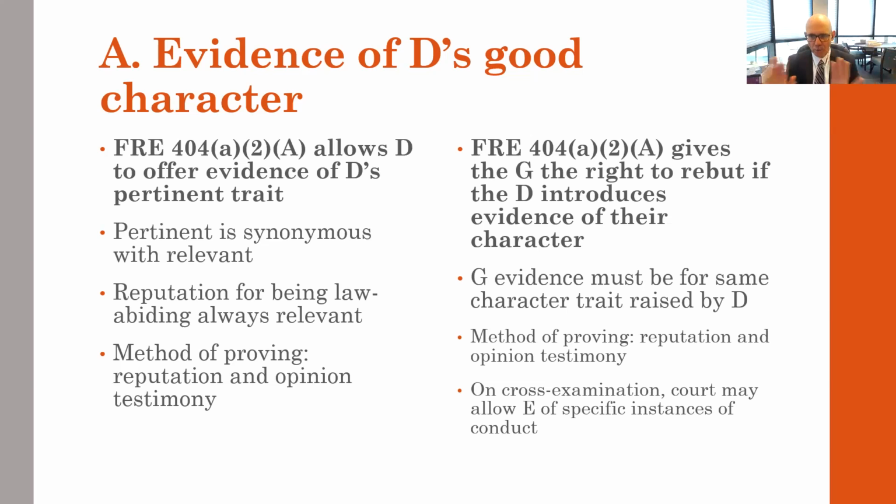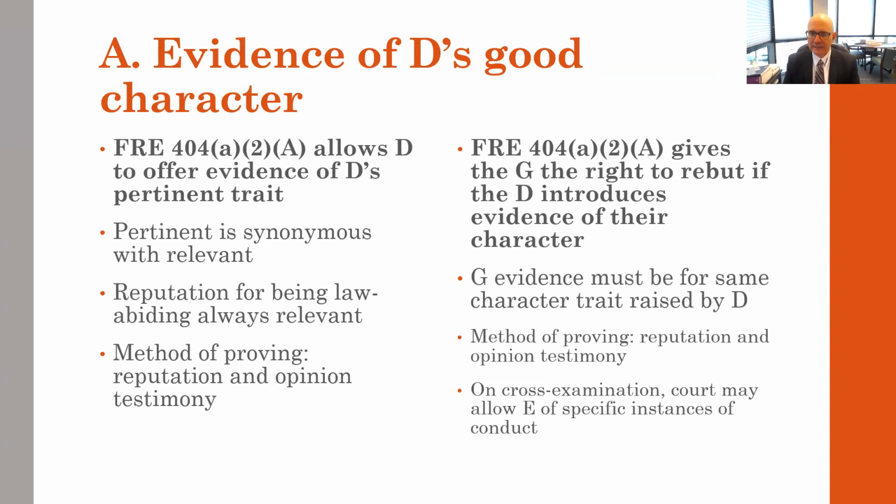The ways that we can prove that are through reputation and opinion. So you can present a witness to talk about your client's reputation for being law-abiding or any other pertinent trait that you may want to. That is the mercy rule. This is one of the very few instances where the rules of evidence favor our clients. That comes, however, at a very heavy price. As you can see from the column to the right, Federal Rule of Evidence 404(a)(2)(A) gives the government the right to rebut that. So if we present evidence of our client's positive trait for law-abidingness, for instance, the prosecution can present evidence that that is not the case.